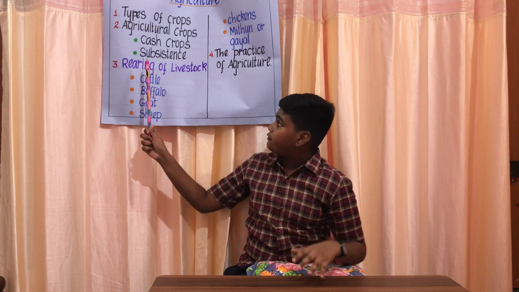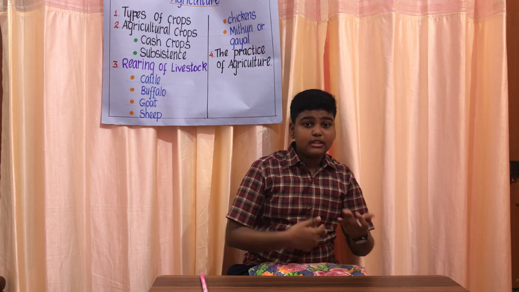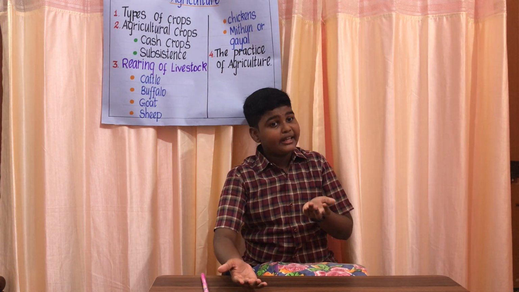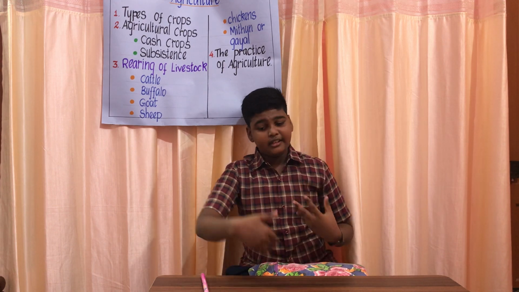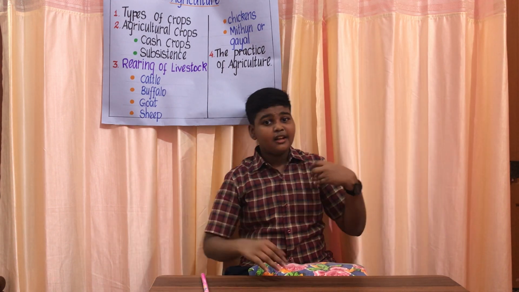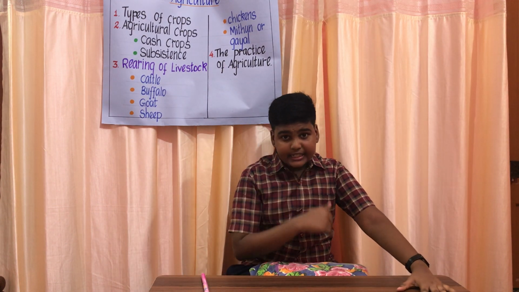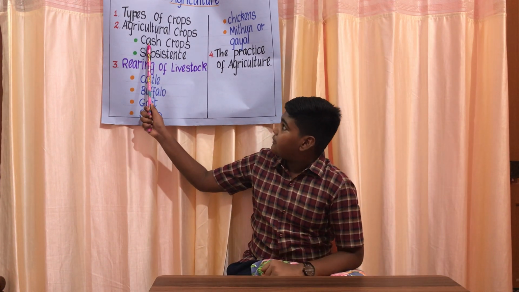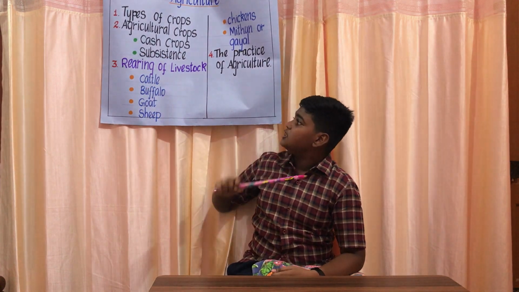Another way to define the word subsistence is maintaining or supporting oneself. For example, we cultivate and eat by ourselves, and if we have needs, we give to others. But here we are not only eating, we are also selling for profit. So that's the difference between cash crops and subsistence crops.